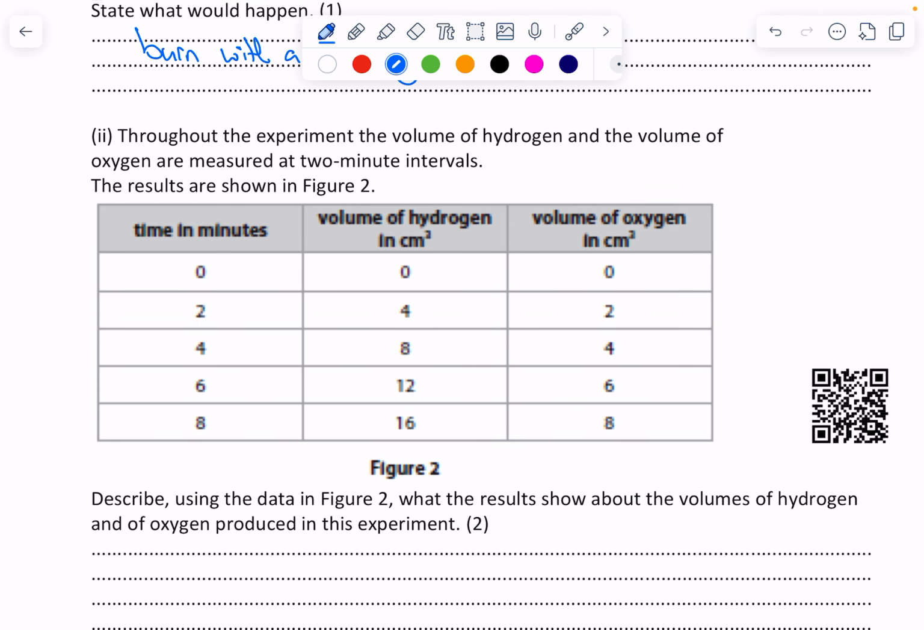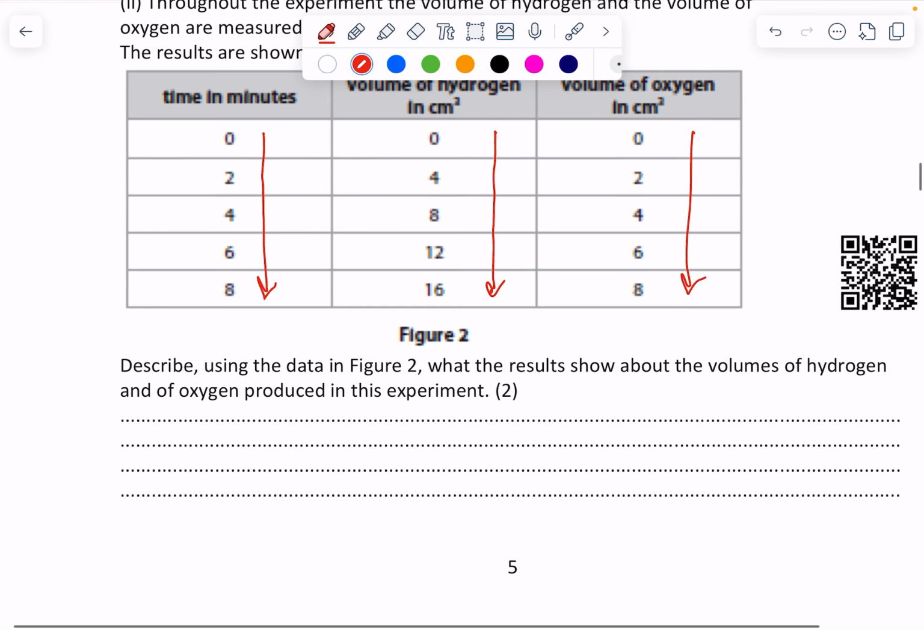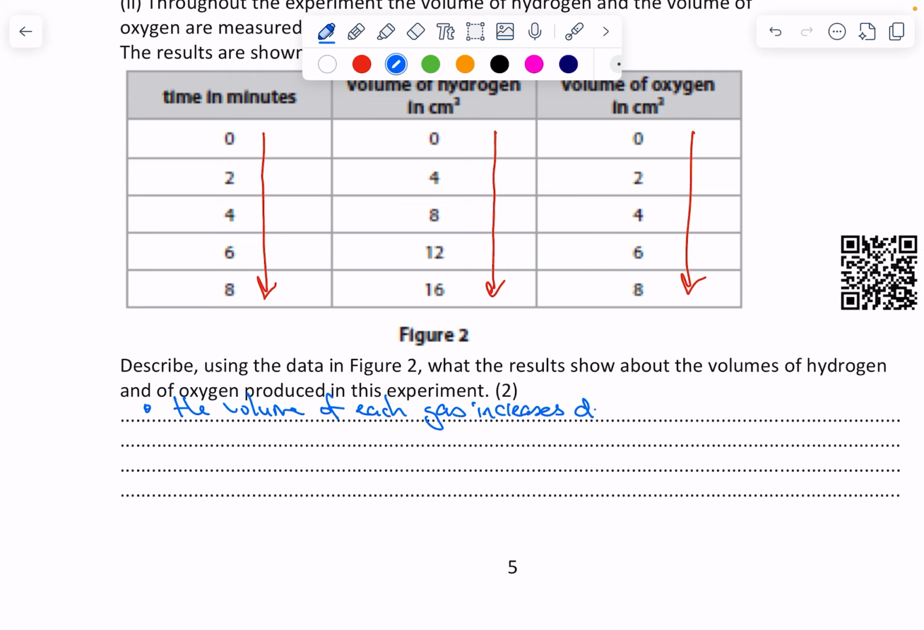this is some data. Always look at tables carefully and make sure we use the patterns of the data in our response. It says use the data to show what results show about the volumes of hydrogen and oxygen produced in this experiment. So the first thing we can see is as the time goes on, the volume of each of these increases. So that's my first point. So the volume of each gas increases during the experiment.